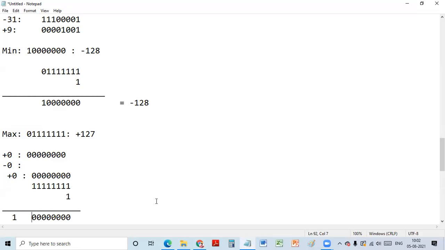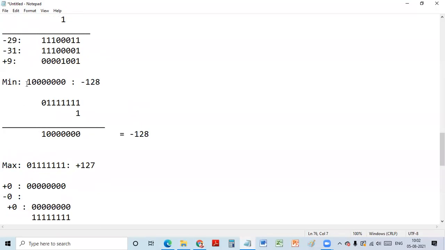Ma'am, for the minimum, first we need to convert it to one's complement. Yeah, this is the 1's complement value of this, and then I am adding 1, so I am getting this value, right? Same value I got. Now I have to apply powers of 2. Ma'am, I have a doubt.